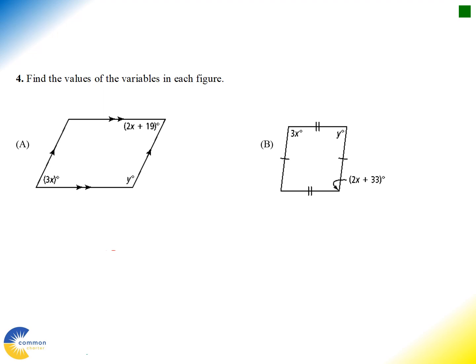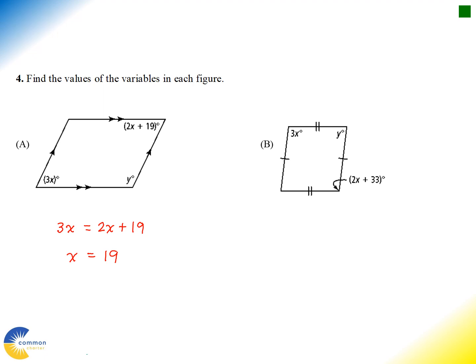Since I have one angle being 3x and its opposite angle being 2x plus 19, I have a characteristic about opposite angles for parallelograms, and that is that opposite angles have to be congruent, i.e. have the same measure. So I know that 3x should equal 2x plus 19. And by simply solving that equation by subtracting 2x from both sides, I get that x equals 19.